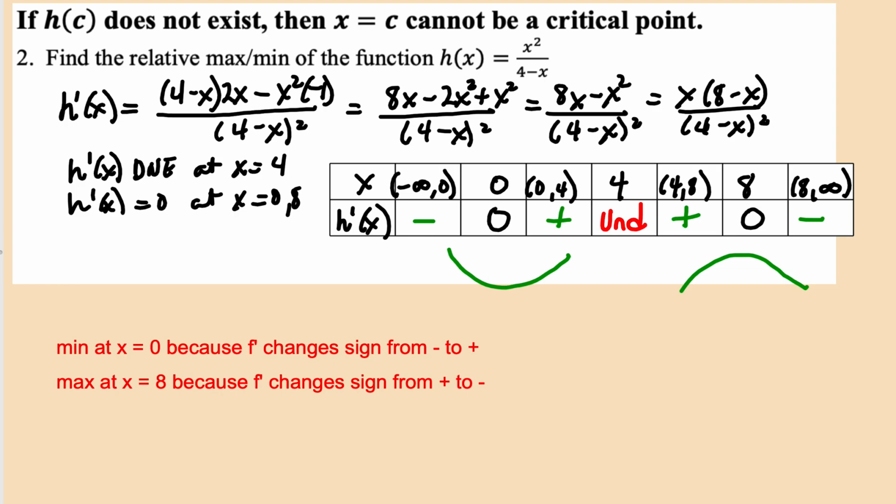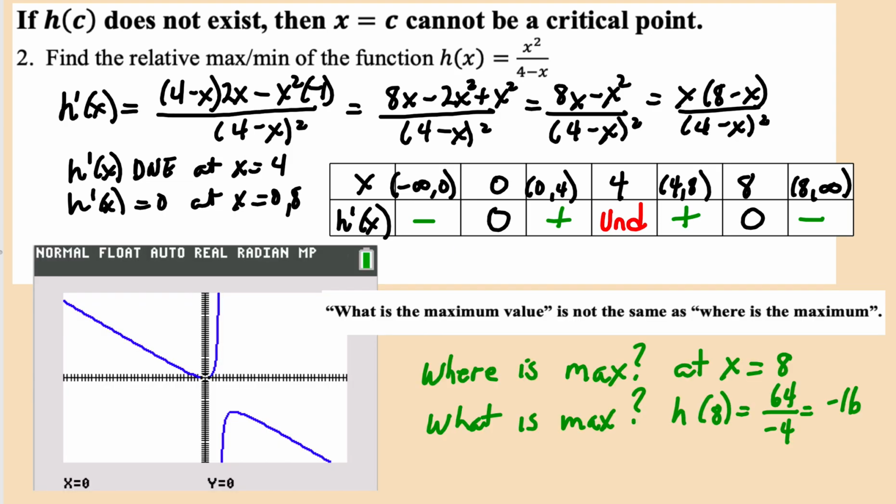I'm going to make a decision: the minimum at x equal to 0, because f prime changes sign from negative to positive, and max at x equal to 8 because f prime changes sign from positive to negative. You need to put that justification in there. And I went ahead and gave you the graph so you could see that we did go down and then up and then up and then down.